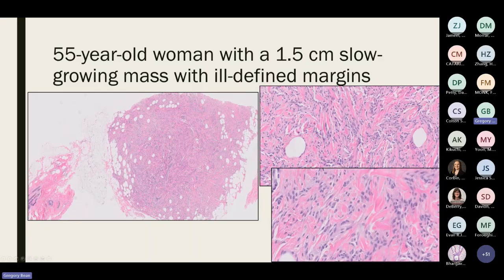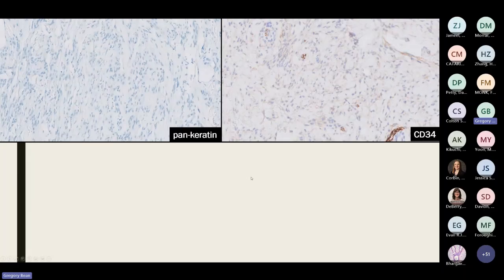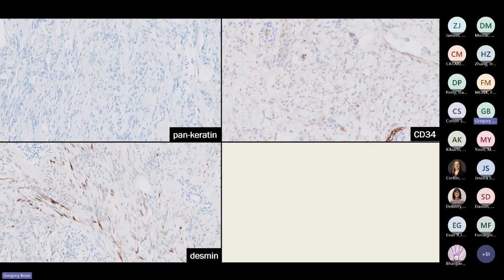On higher power, the cells themselves look pretty bland. You don't see any mitotic activity, no necrosis, no real atypia. Doing immunohistochemical stains, it's negative for keratin. There's some anemic CD34 staining. I've seen a variety of intensities of CD34, between labs and between clones, but there's some weak positive staining in the background of the stromal cells, more so than the vasculature.